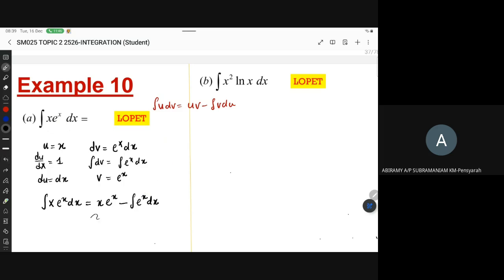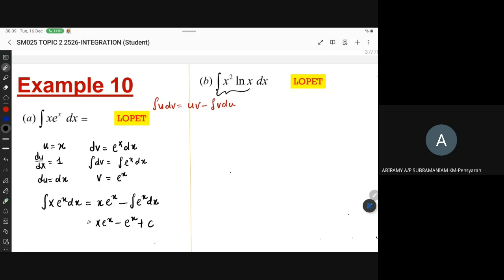So here we have x exponent x. Integrate exponent x, we get exponent x. Do not forget to plus c. So this is how we use by parts. Now let's look at the second example for by parts.